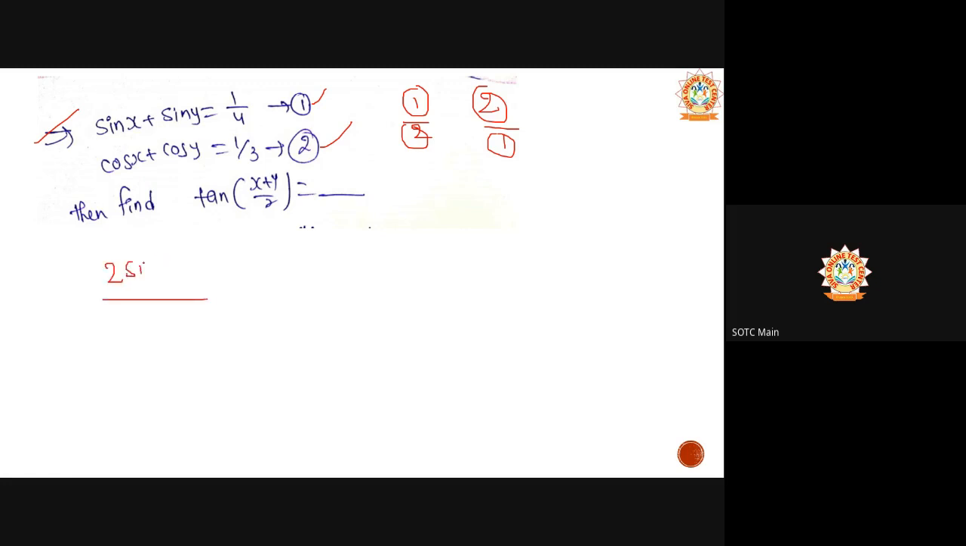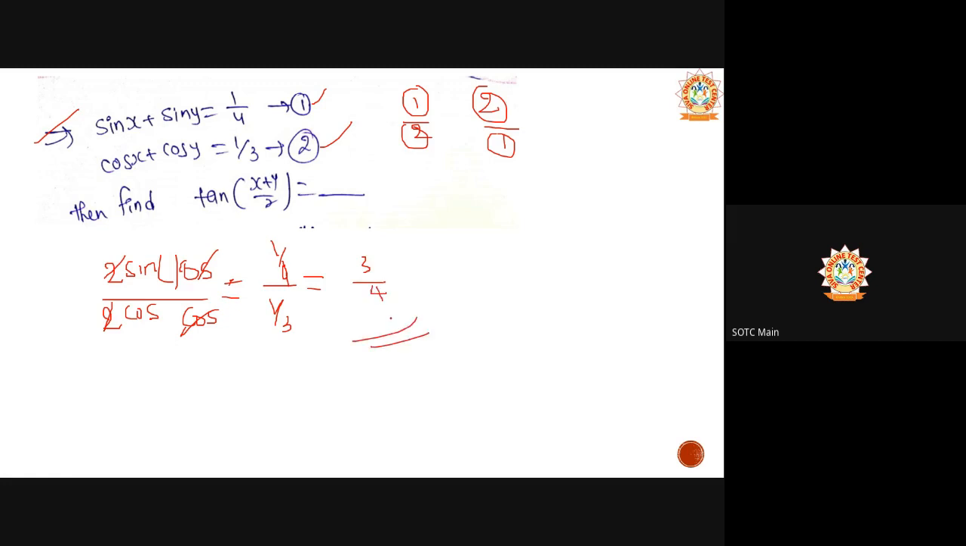2 sin something into cos something comes. Say yes or no? Yes. Next, cos x plus cos y, when there are two cos terms, we get 2 cos something and cos something. These two cos are the same, right? These two will get cancelled, 2 and 2 will get cancelled. Then sin by cos is tan, tan of the first term. The first term is definitely c plus d by 2, that is x plus y by 2. So directly 1 by 4 by 1 by 3 is your answer. What is 1 by 4 by 1 by 3? It will come 3 by 4.